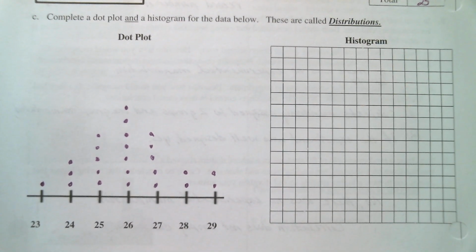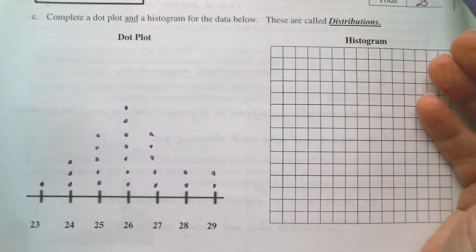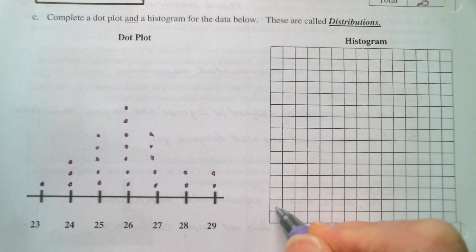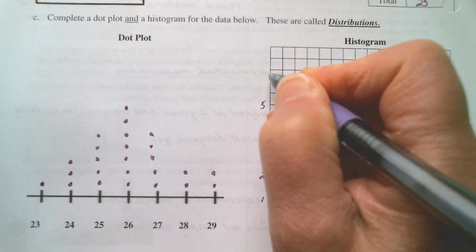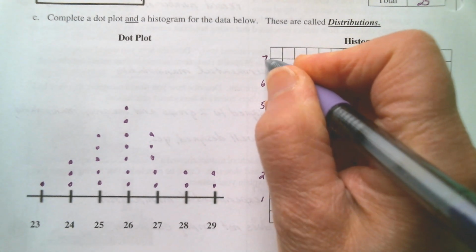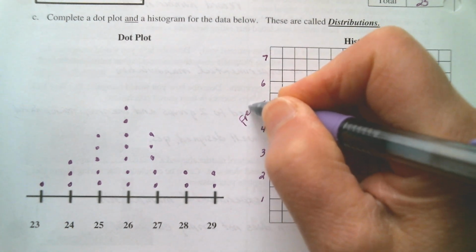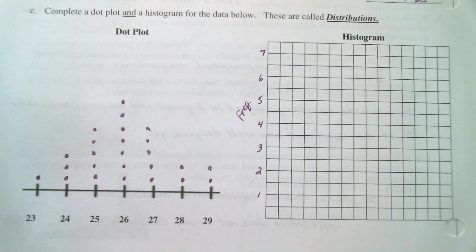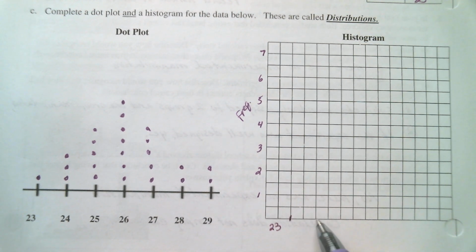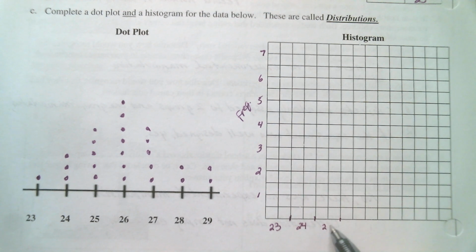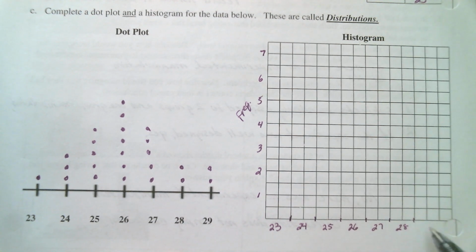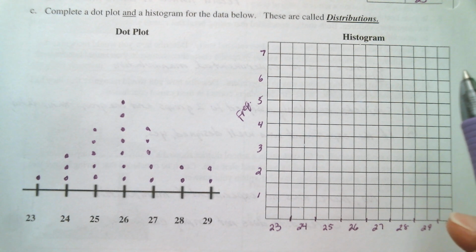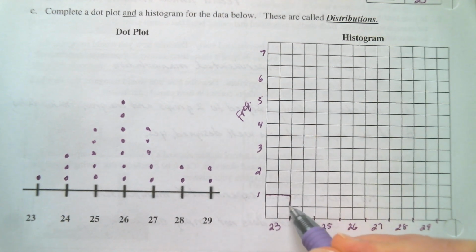For the histogram, let's see, the highest we have is seven. I'll go every other one, I think. One, two, three, four, five, six, seven. So this would be our frequency, and this would be our mileage, and I'll use two spaces. So 23, 24. This is just a bar graph. Frequency is 1, so it gets a height of 1.